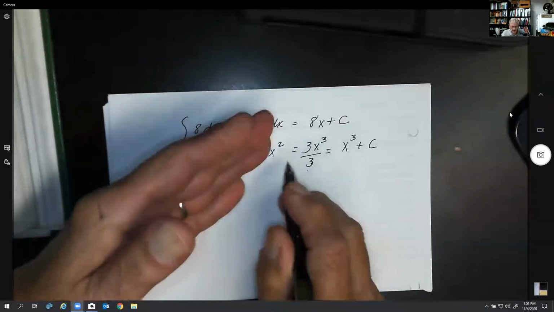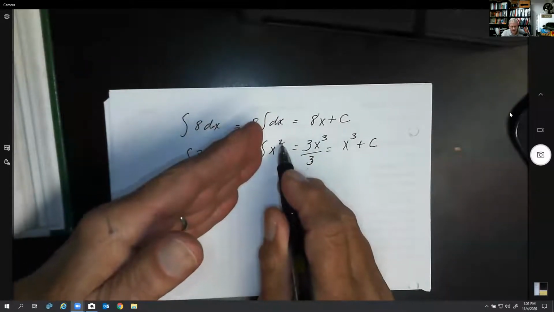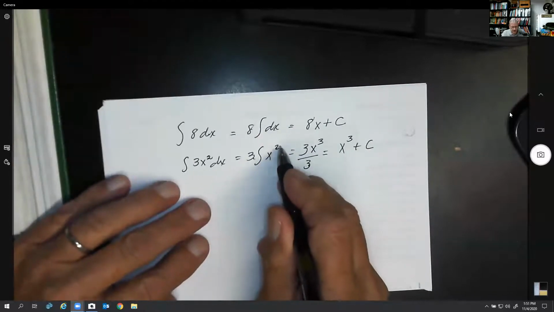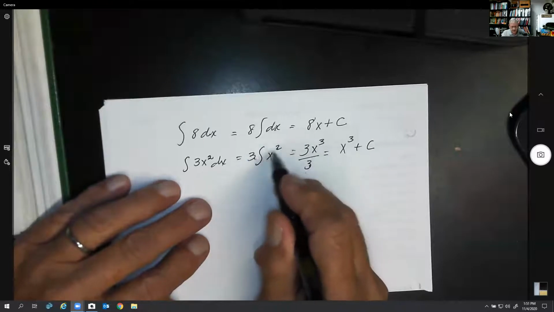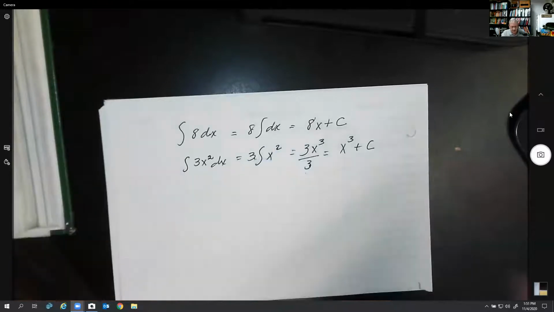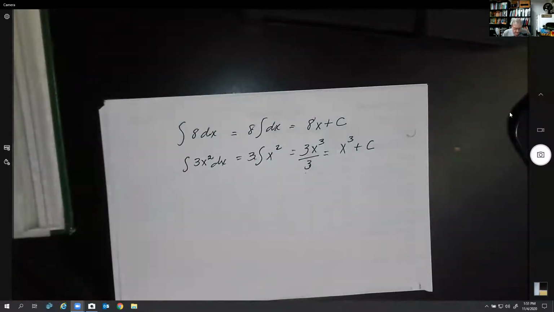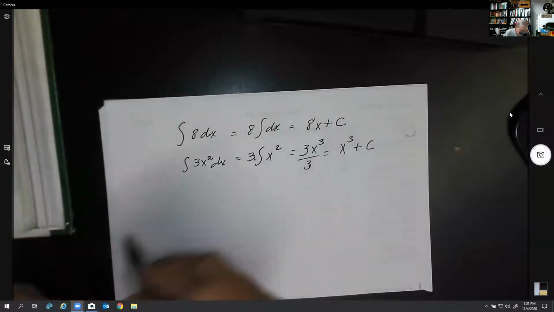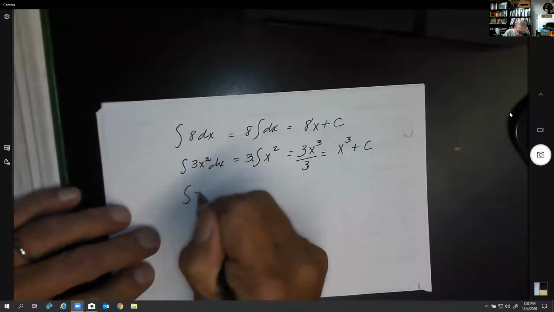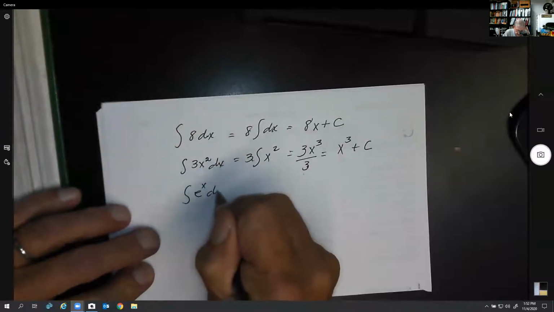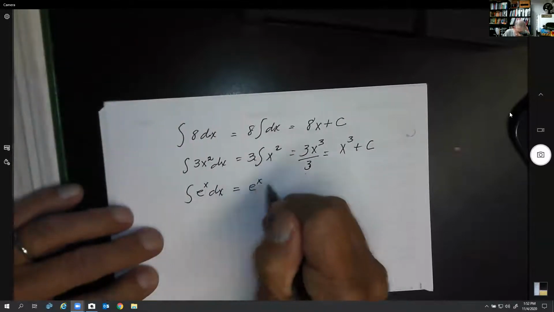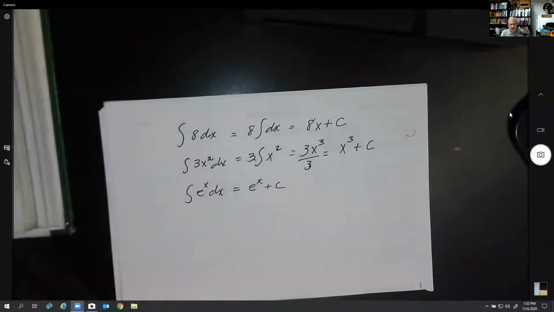See, normally if you took the derivative of 3x squared, it would be 3 times 2 is 6x, and then take away 1 from the power, it would be 6x. But we're not taking the derivative, we're taking the antiderivative. Here's another one. The antiderivative of e to the x is e to the x plus c. So that's an easy one.